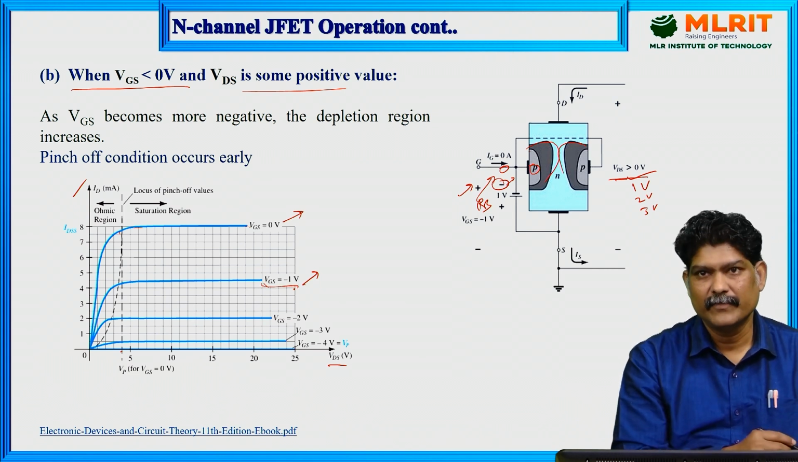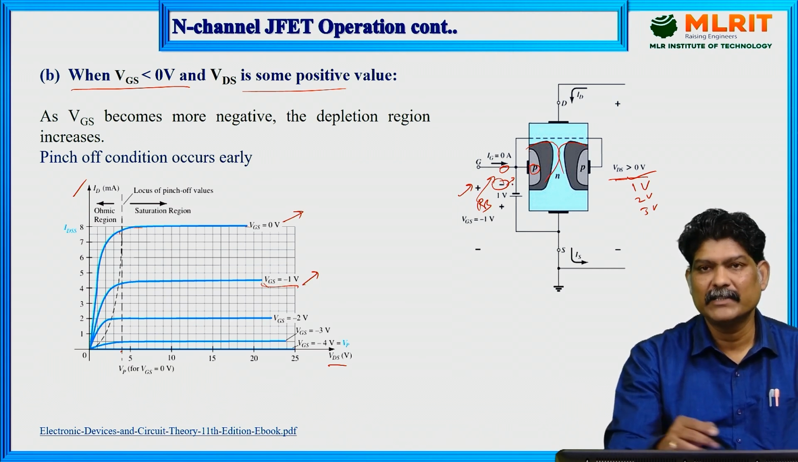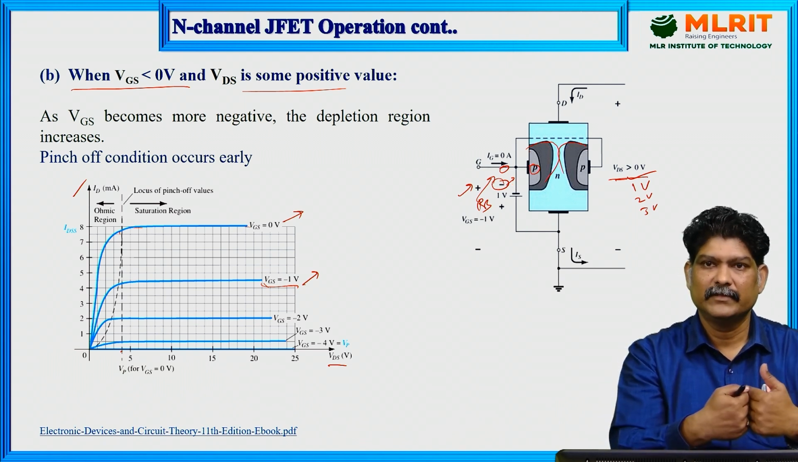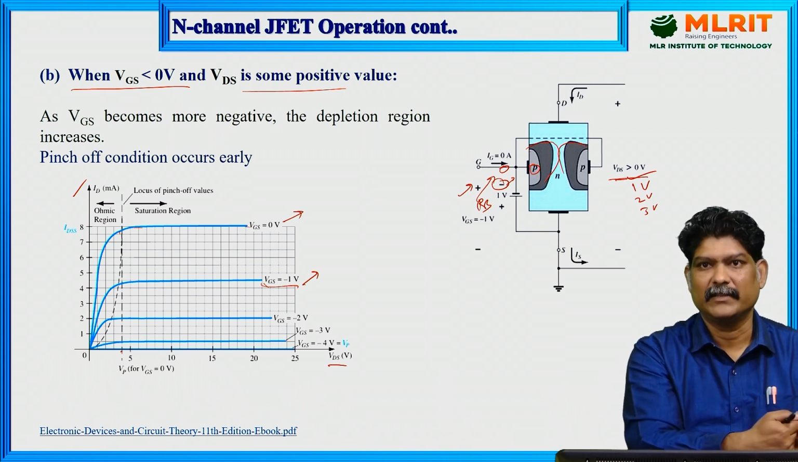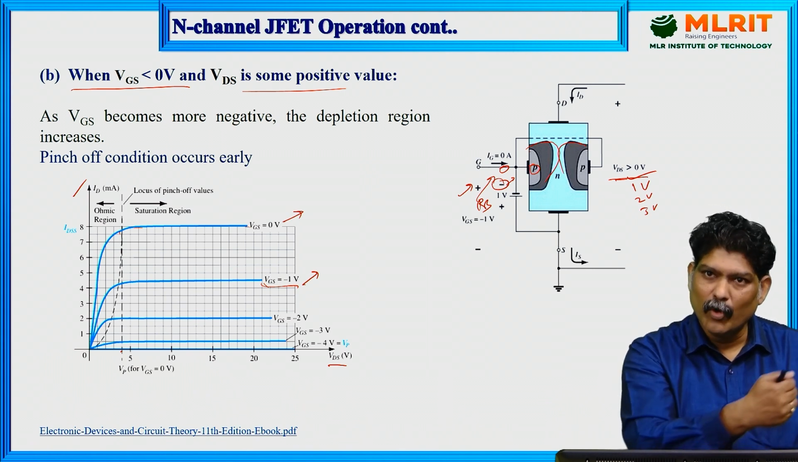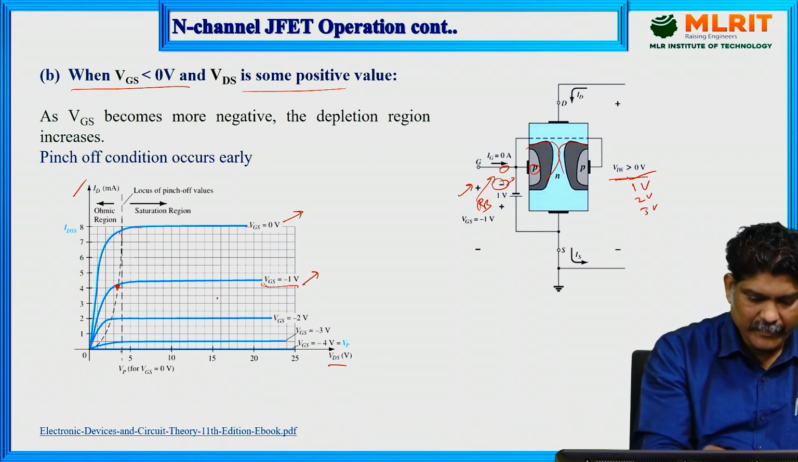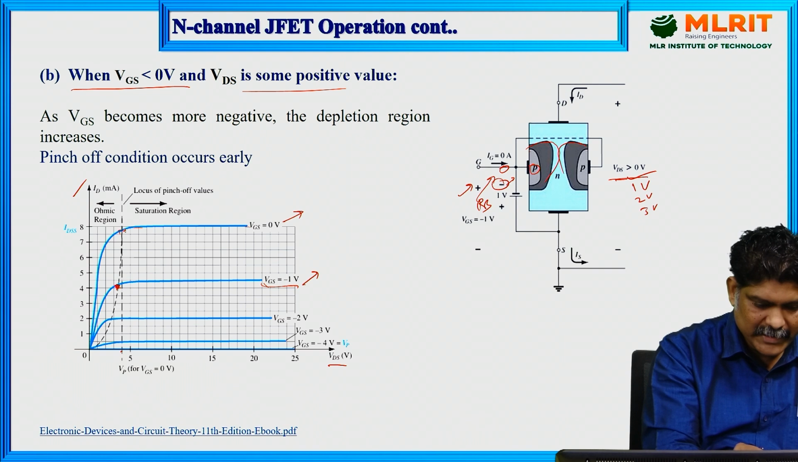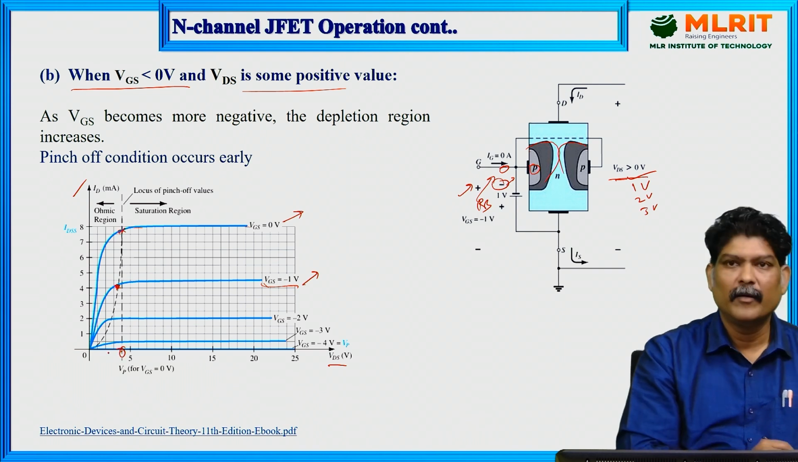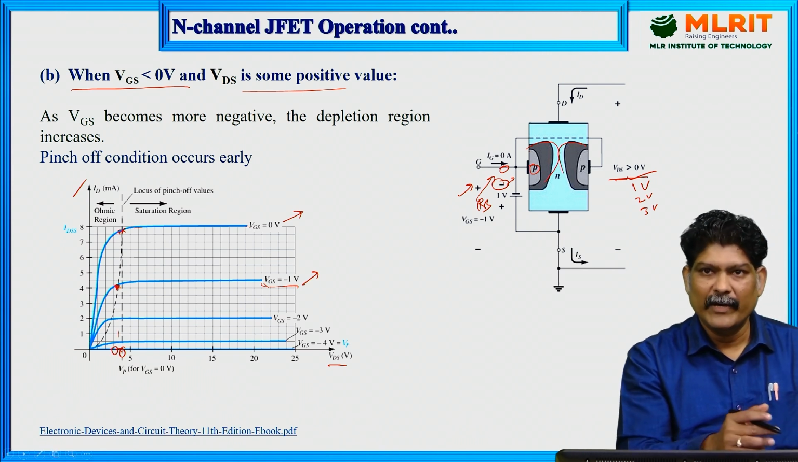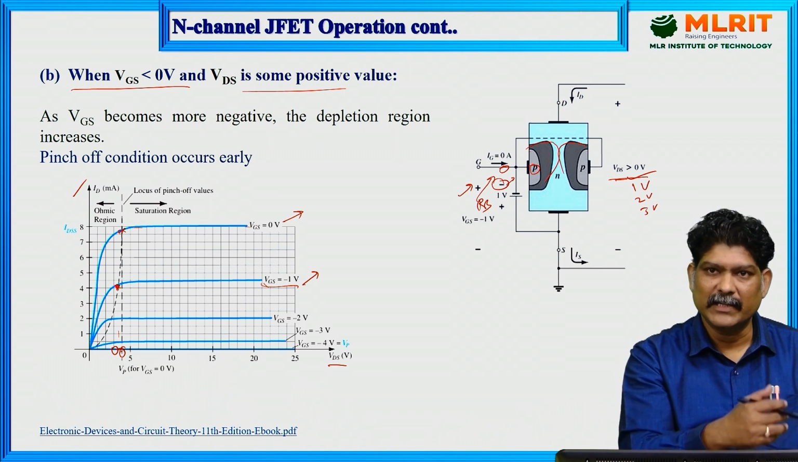What happens now? We are increasing the reverse bias voltage here. When the reverse bias voltage increases, the depletion region occurs early. That means the pinch off condition occurs early, for lower values of VDS. See here: when VGS is equal to 0, this is the pinch off condition. When VGS is equal to minus 1 volt, this will be the pinch off condition. So when we decrease the gate to source voltage to minus 1 volt, the pinch off condition occurs early.